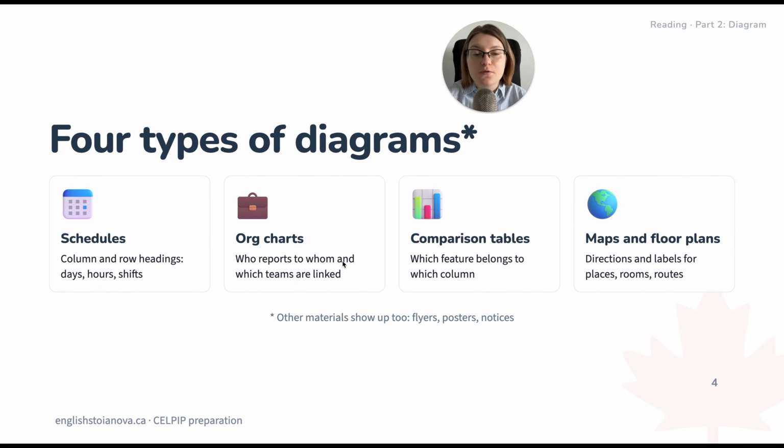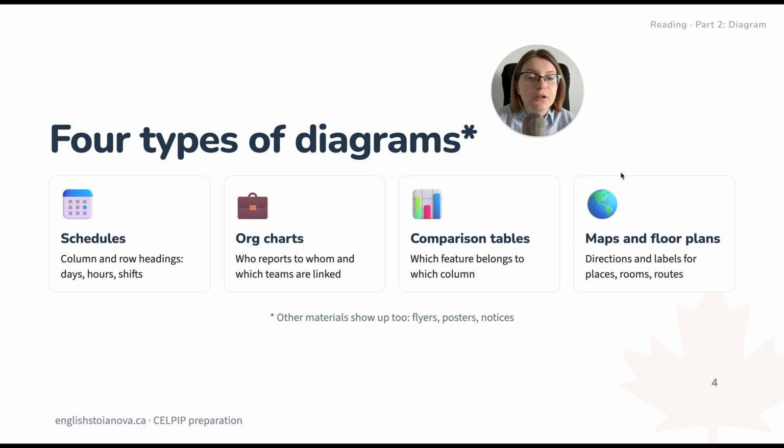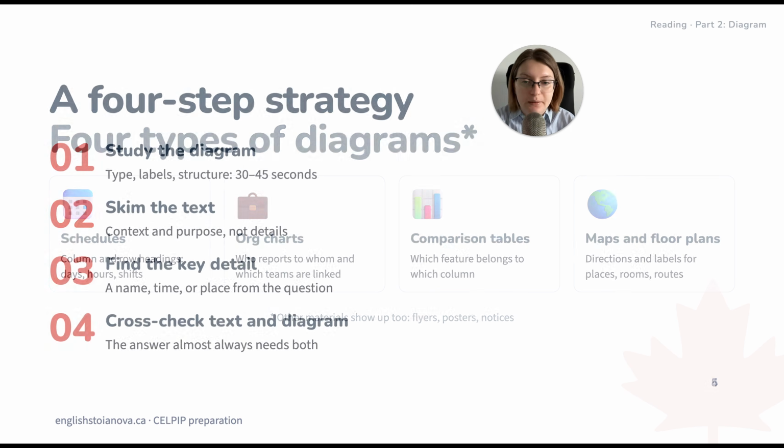We have all kinds of diagrams that we might see. Most commonly, we might see something like a schedule or a flyer, a brochure. In this case, usually you pay attention to the pricing, to the dates, times. And sometimes it's like a poster, something you would see in real life here in Canada.